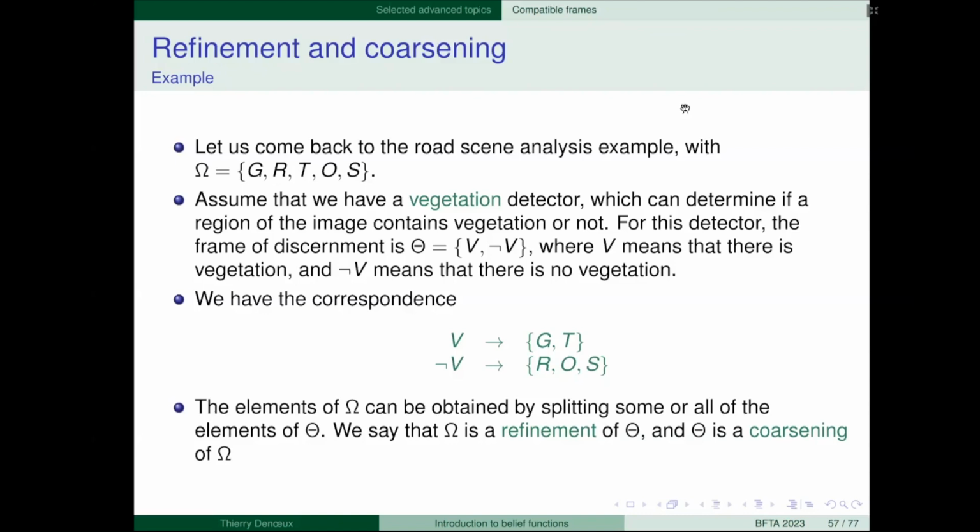So you can see that the elements of omega can be obtained by splitting some of the elements of theta into finer possibilities. Vegetation can be either grass or tree. Not vegetation can be either road, obstacle, or sky. We say that omega is a refinement of theta, and conversely, theta is a coarsening of omega.